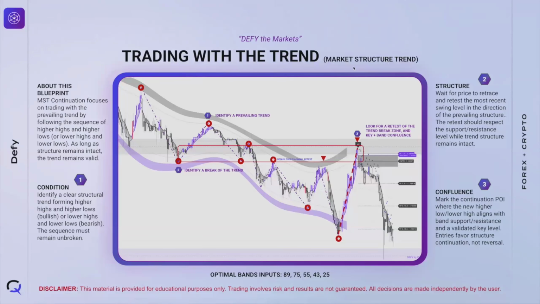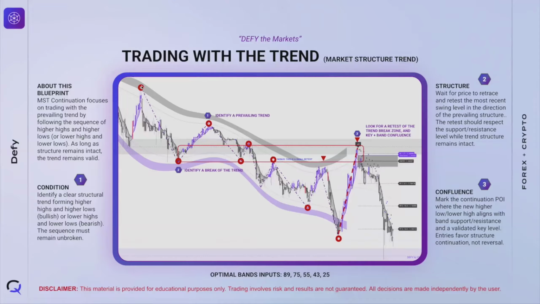This is built on a pure market structure trend. Now, this blueprint is all about identifying a market structure continuation. So how do you identify a market structure continuation? Well, these red dots here are going to basically show you the higher highs and the higher lows.